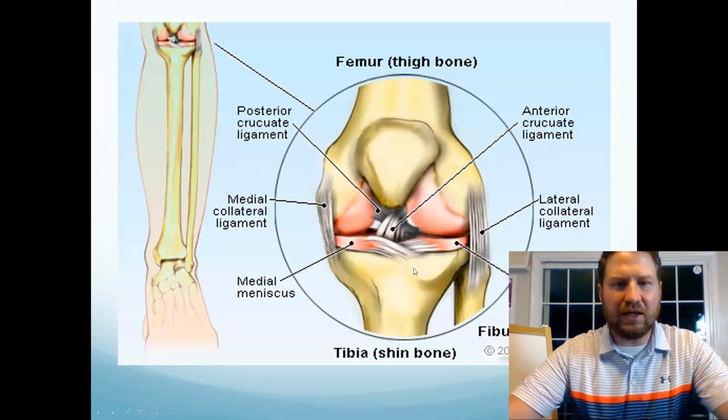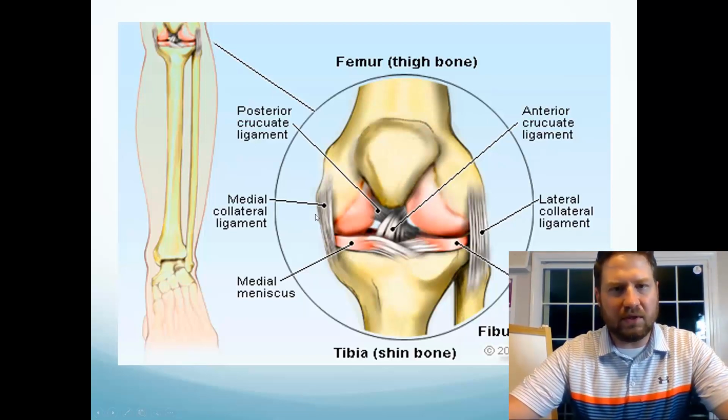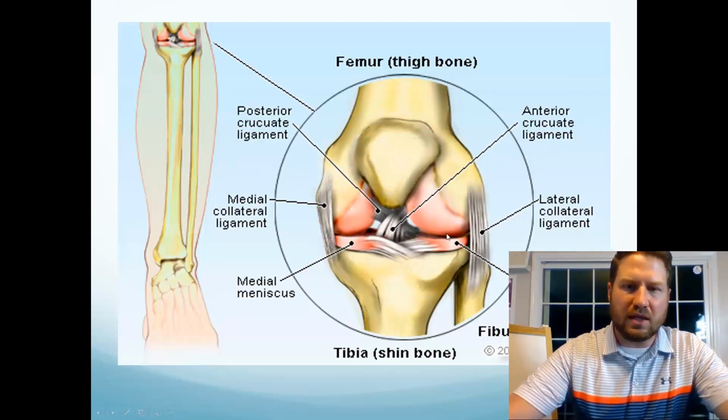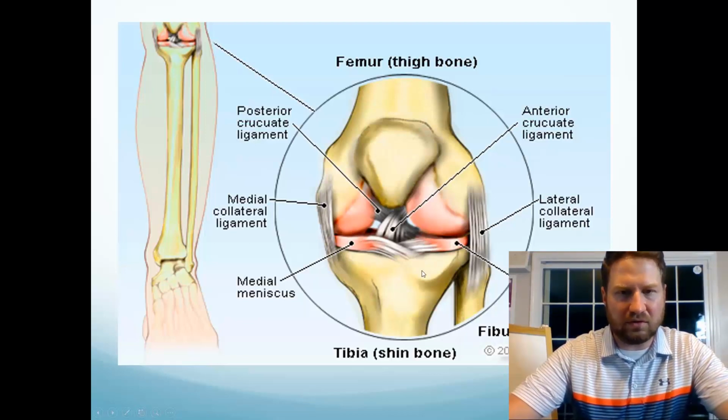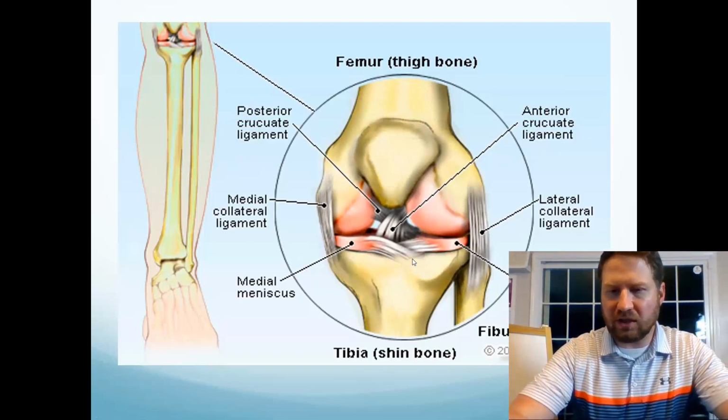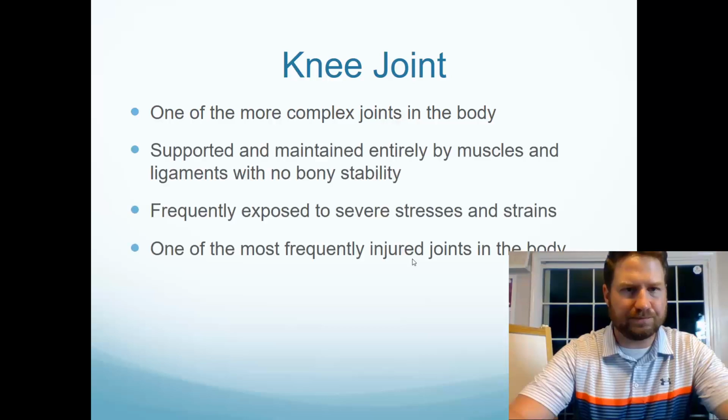You can see here the clear depiction of four different ligaments: your collaterals on the side, and then your cruciate ligaments on the inside. This depiction also clearly shows the meniscus, your medial and lateral meniscus, and we'll talk about those as well. We'll end the lecture with looking at some injuries that are pretty cool with the knee.